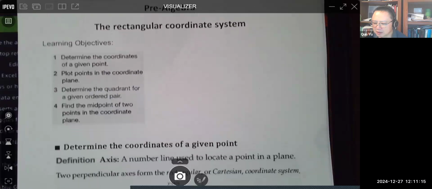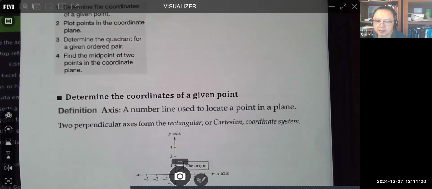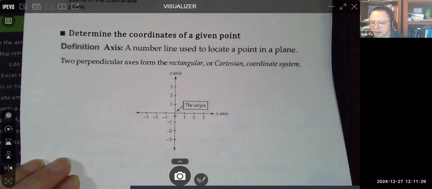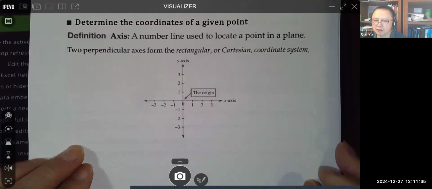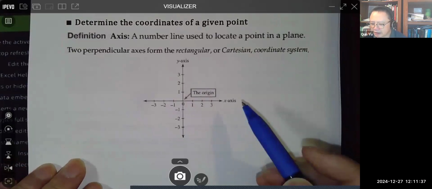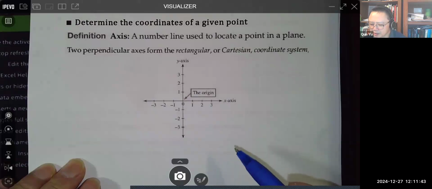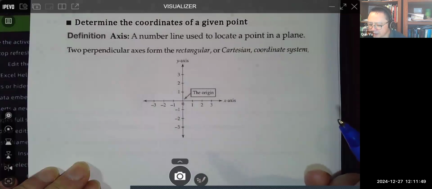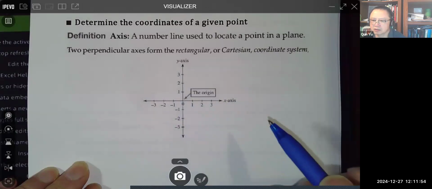First, we want to introduce this rectangular coordinate system and how to find the coordinates of a given point. If you look at this chart, it's our rectangular coordinate system. It is composed of two axes. One is horizontal. An axis is nothing more than a number line. Horizontal one and vertical one. That's why we call it a rectangular coordinate system, because if you have horizontal, you have vertical, like length and width.